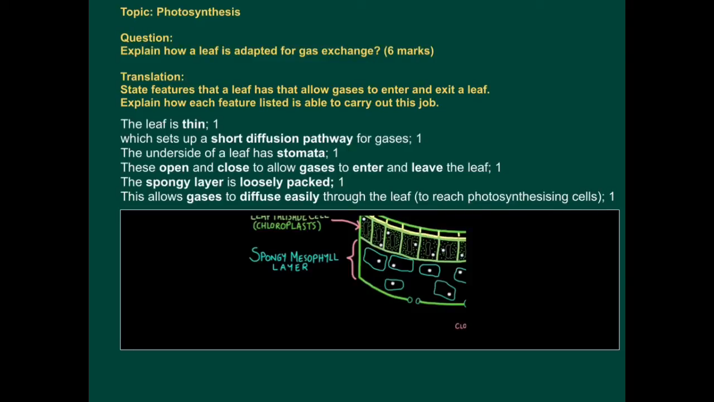And that's all you'd have to say to cover the 6 marks, listing 3 features and explaining how each of them helps the leaf carry out gas exchange. Remember, each feature and an explanation is 2 marks, so 3 lots of that will give you 6 marks.